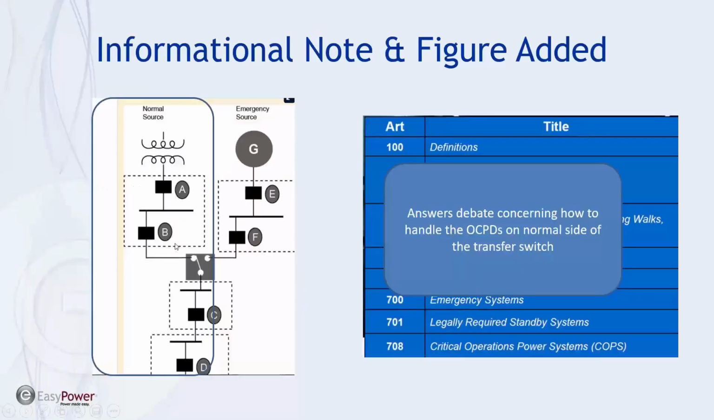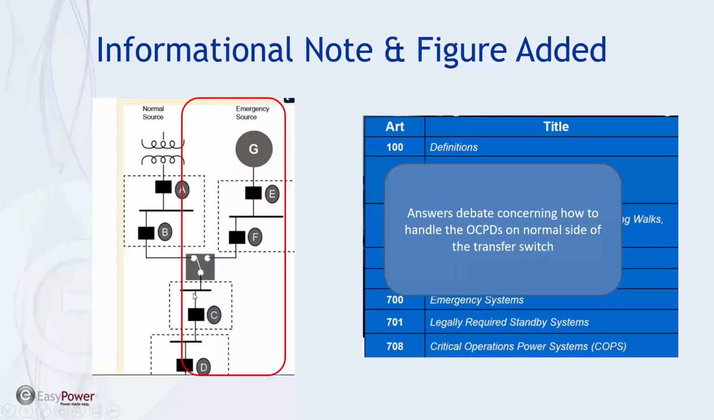Now, the series coordination has been updated in the form of an informational note, which includes this illustration on a number of articles that I referred to earlier. The point is to answer the debate concerning how to handle overcurrent protection devices on the normal side of a transfer switch. So the question is, if we were going to have series coordination, what applies to the normal settings on the power supply versus the emergency or standby settings by switching the ATS? The bottom line is, when we're looking at an emergency source, then D needs to be coordinated with C, C needs to be coordinated with F, and F needs to be coordinated with E as far as each individual device.